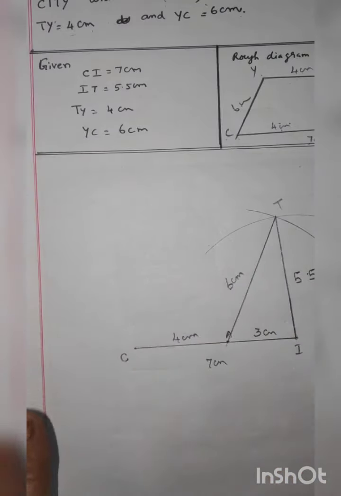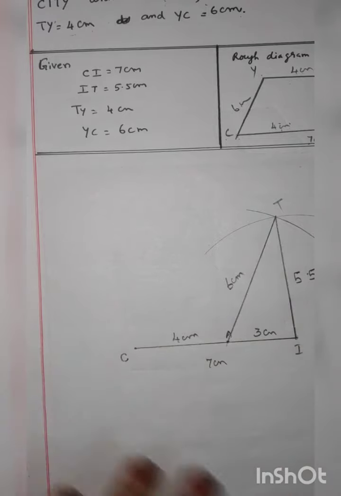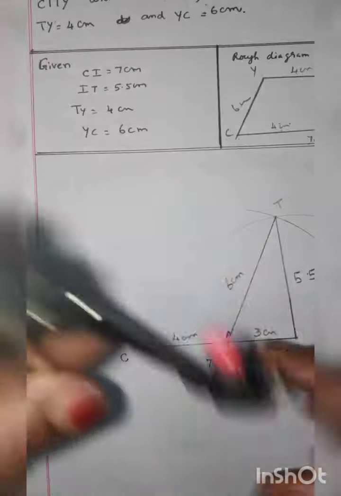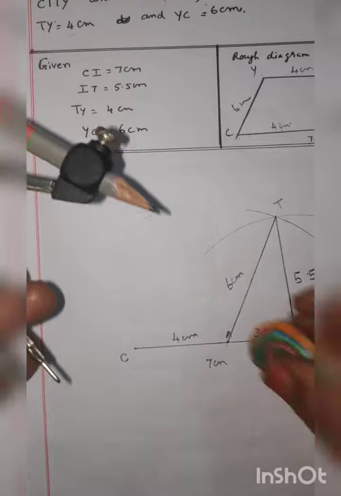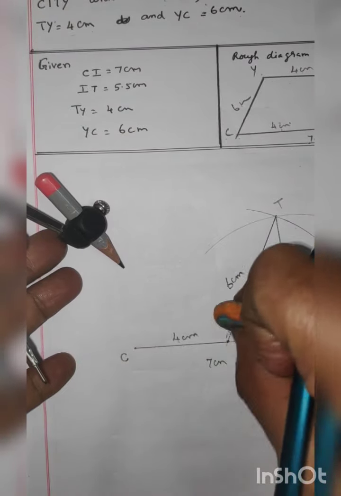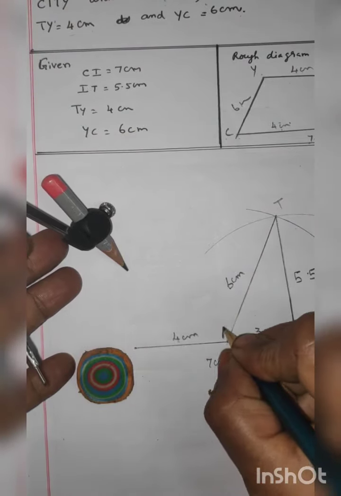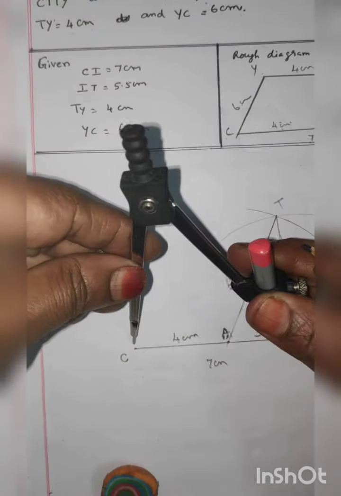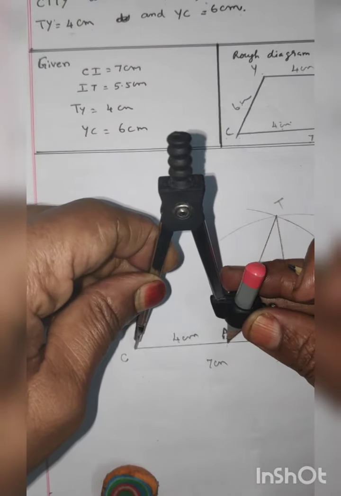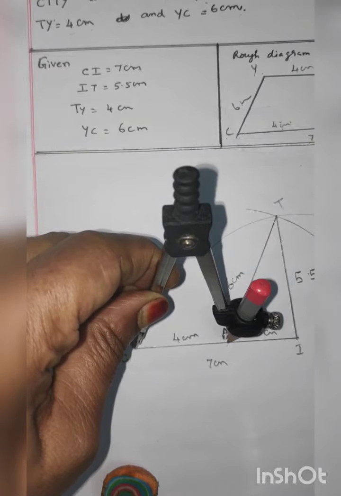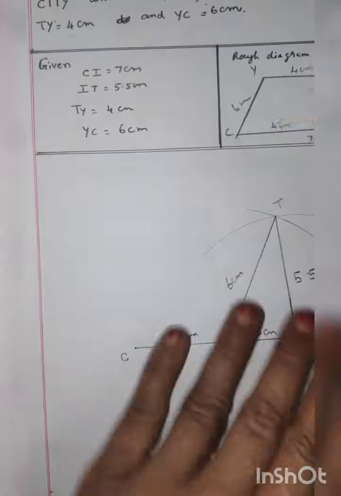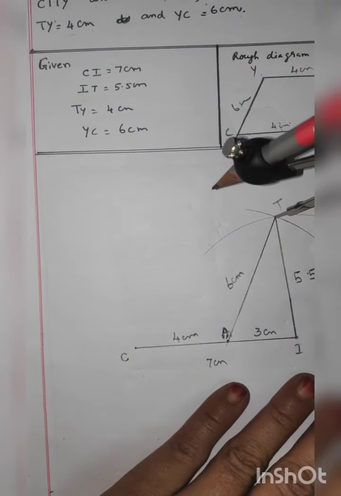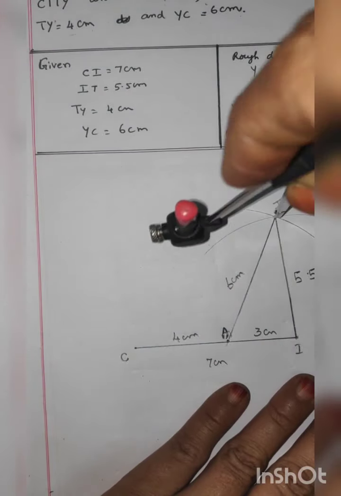The next work is very easy. You no need to measure with the scale, only use the compass. The CA value you write there, A separately, and join the line. Now the CA line you want to measure directly. You should not use the scale. Write the parallel line here. From T point cut the arc, 4 centimeter.